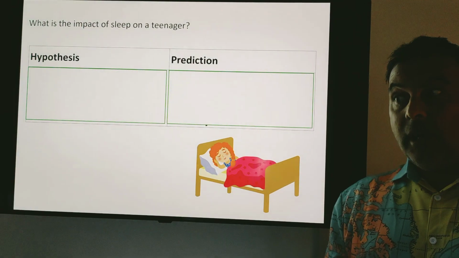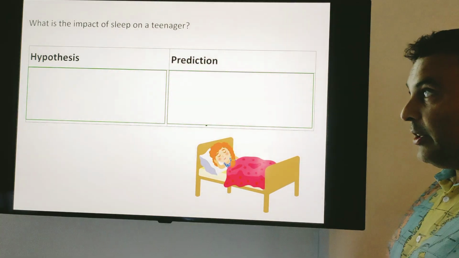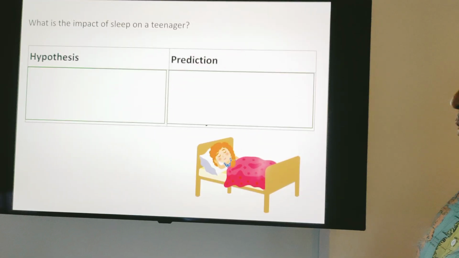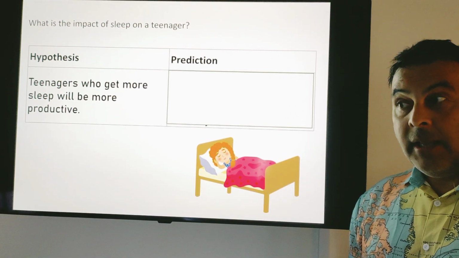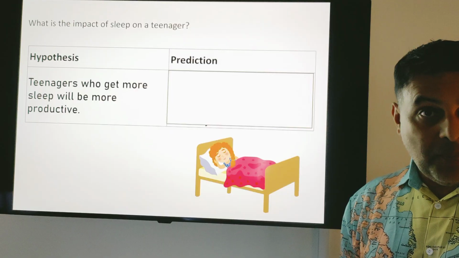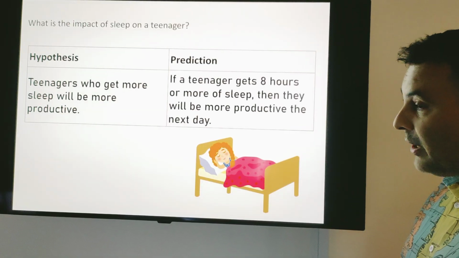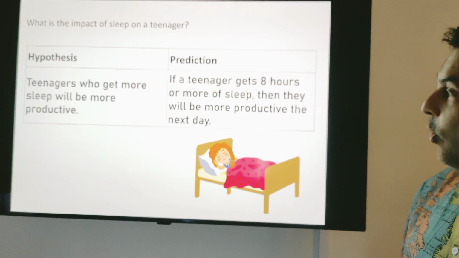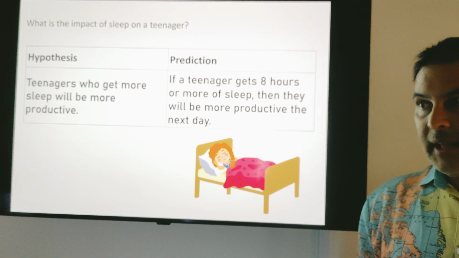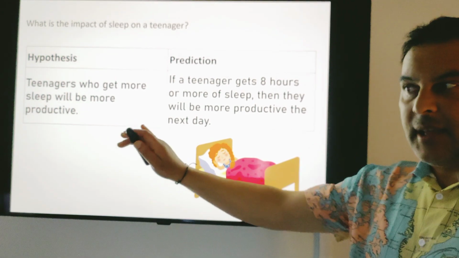Okay, so let's look at some example hypotheses and predictions. Here's an inquiry question. What is the impact of sleep on a teenager? So a hypothesis might be teenagers who get more sleep will be more productive. The prediction might be if a teenager gets 8 hours or more of sleep, then they will be more productive the next day. So our hypothesis and our prediction.